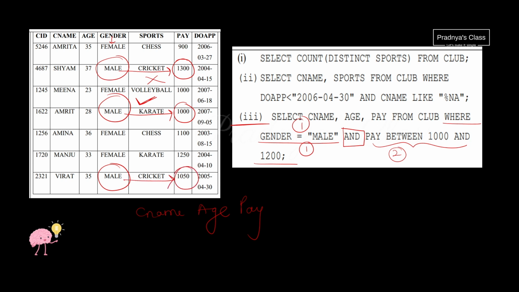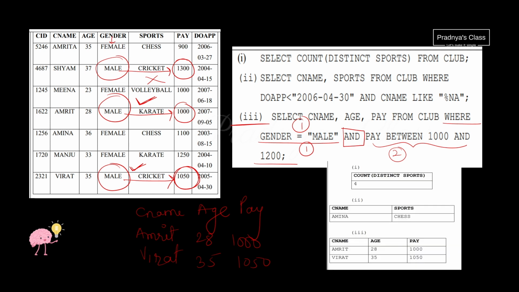The pay is 1050. This record also satisfies both the conditions. So in the output we need to print the name for these two records, then age and pay. The name is Amrit, age is 28 and pay is 1000. Similarly for the second record, name is Virat, age is 35 and pay is 1050. Look at the output. Congratulations, you are absolutely right.